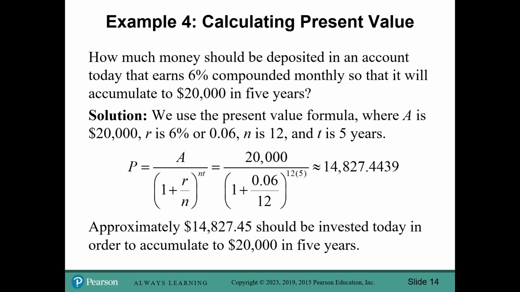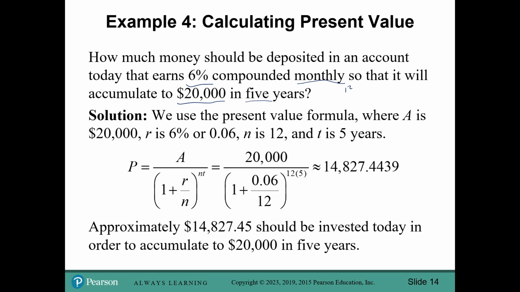Now, breaking it down here. A is $20,000. That's what we want to accumulate to in 5 years. We don't know what we need to invest in order to get there, but we know that's what we want at the end of 5 years. We also know that this account is going to earn us 6% compounded monthly. Remember, monthly is 12 times a year. So A is 20,000, R is 6%, which we write as a decimal, 0.06. N is 12, and T is 5 years, because the problem says so clearly.